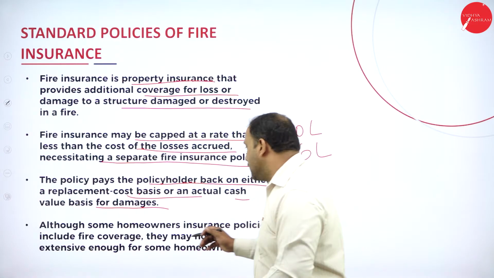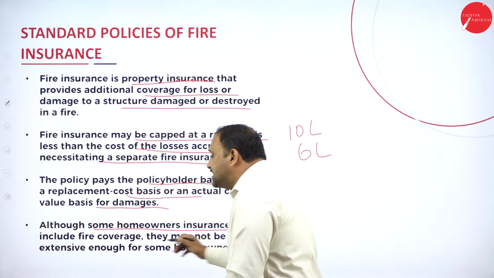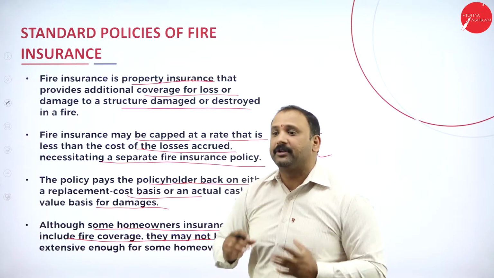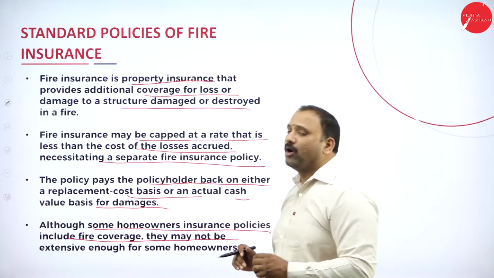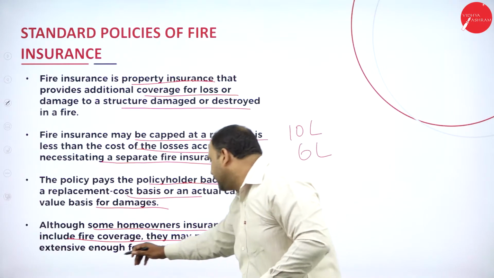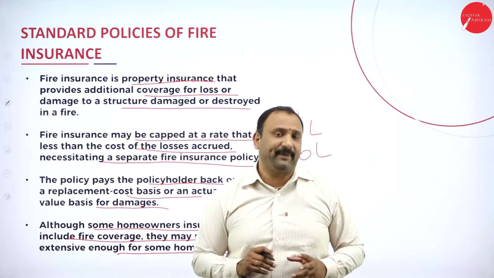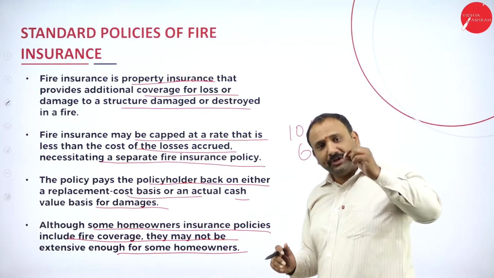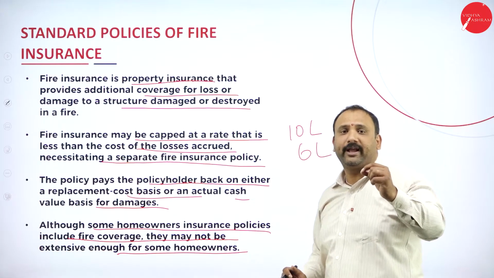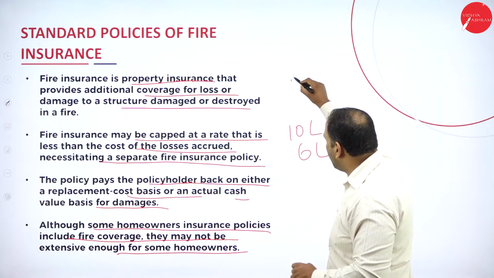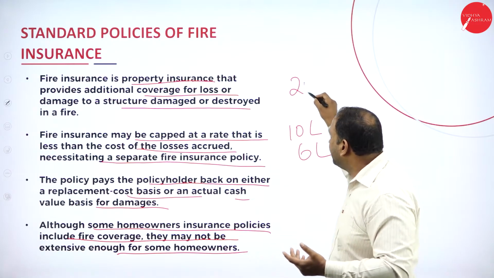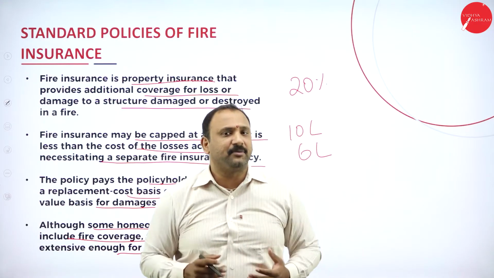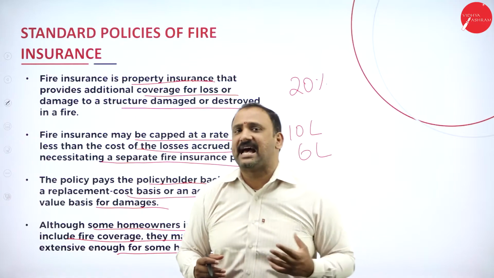Although some homeowners insurance policies include fire coverage, they may not be extensive enough. That is a very, very important concept that we need to understand, because it is not extensive enough to manage the entire damage. Whenever you go in for insurance, you need to go for a higher premium because you will get a higher coverage. Suppose you want to lower your premium by less than 20% of the value, then automatically you will not be able to secure more value in terms of any damage or any cost that has happened.